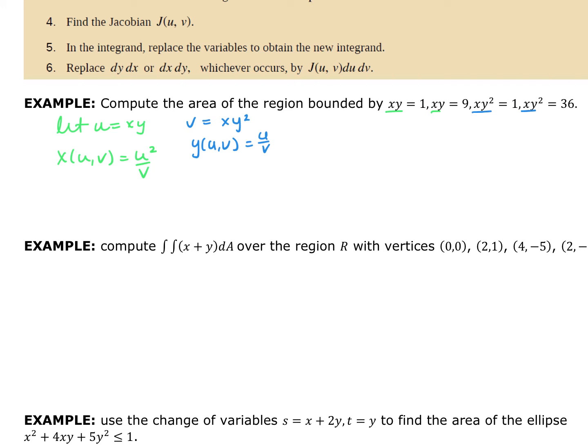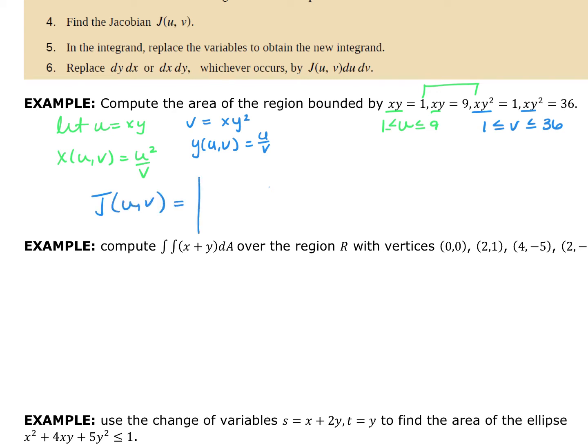Now, I've got to figure out what my bounds are. As I take a look at this, if u is equal to xy, then u is going to run between 1 and 9. If v is xy squared, then v is going to run between 1 and 36. It doesn't matter which one I integrate first, and I'm going to make that decision after I find my Jacobian. So I'm going to find my J of uv.